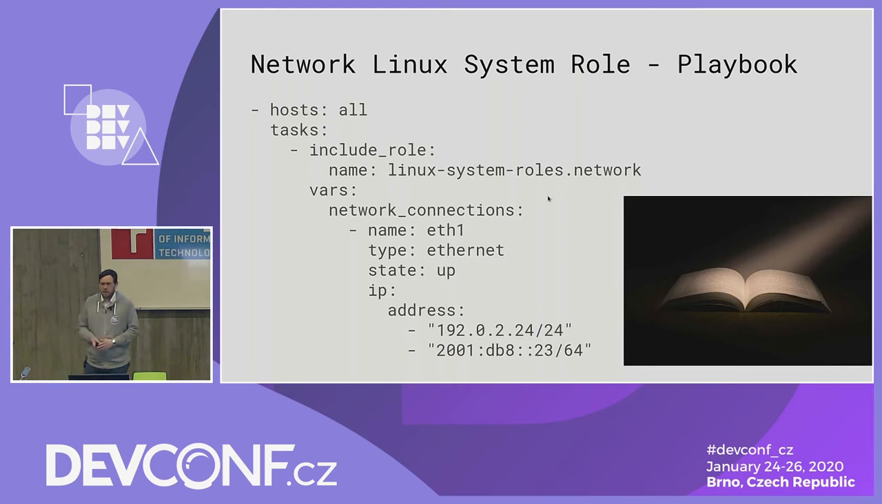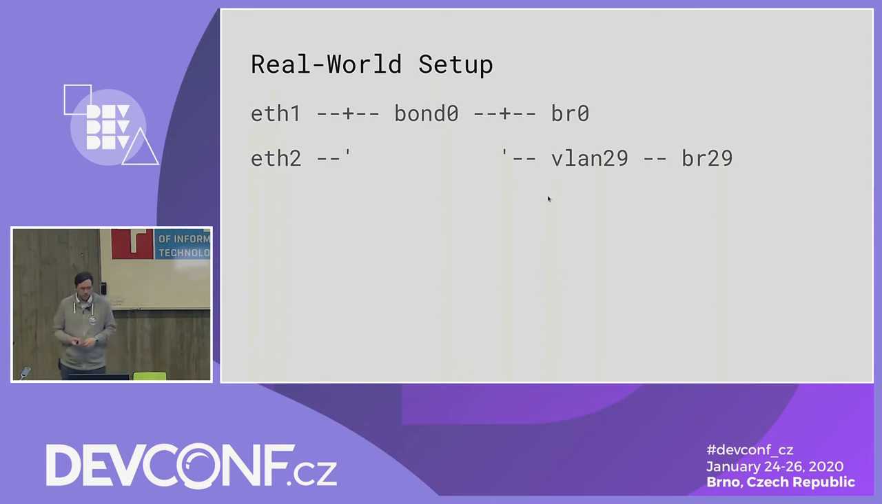But this is basically basic Ansible stuff. And I want to show you how to use this for a little bit more real-world setup. So this would be using two Ethernet interfaces over bonding for fail safety, and then create bridges, like one bridge for the untagged interface and for certain VLANs additional bridges, which I was told is a common setup for virtual machines. So if you want to have virtual machines that can use VLAN 29, you will add them to bridge 29 and so on.